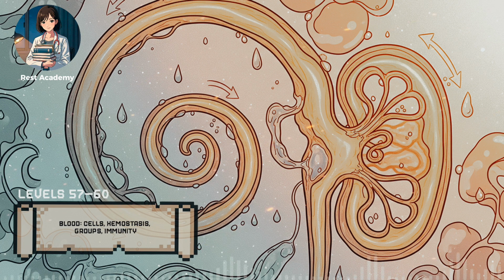Leukocytes defend the body. Divided into granulocytes and agranulocytes, each subtype plays a distinct immune role. Neutrophils are the most abundant and the first responders in bacterial infection. They phagocytose pathogens and release enzymes and reactive oxygen species. Eosinophils combat parasites and modulate allergic responses. Basophils release histamine and mediate hypersensitivity.